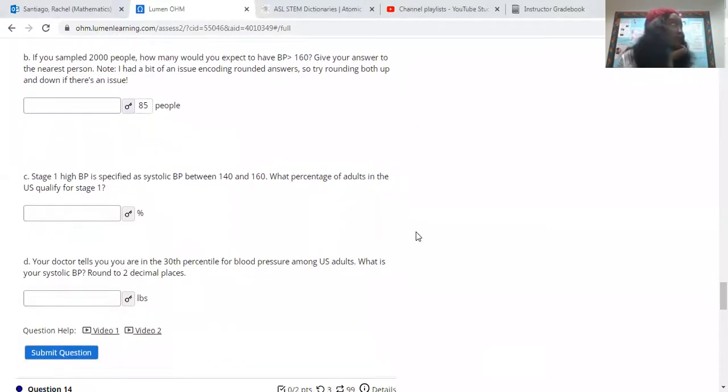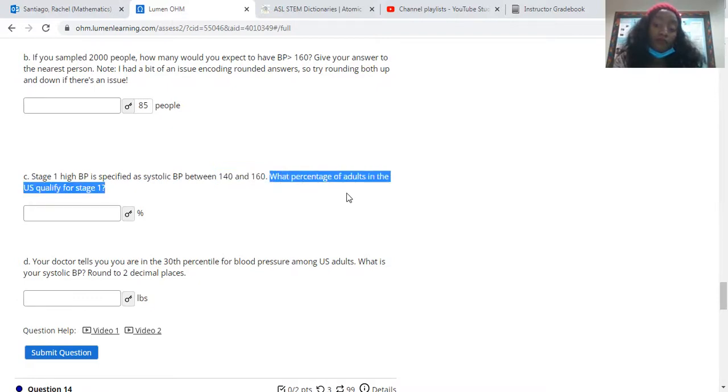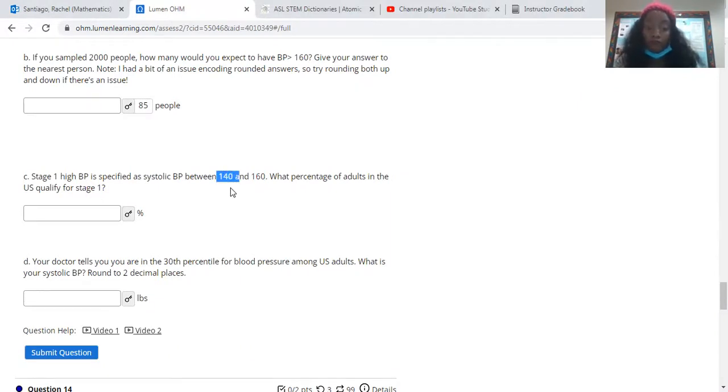Good. Next, it says stage 1 high blood pressure is specified as systolic blood pressure between 140 and 160. And then you have to figure out what percentage of adults qualify for stage 1. So the idea here is that you need to figure out the z-score for a blood pressure of 140. We already know the z-score for 160. We need to find the z-score for 140.